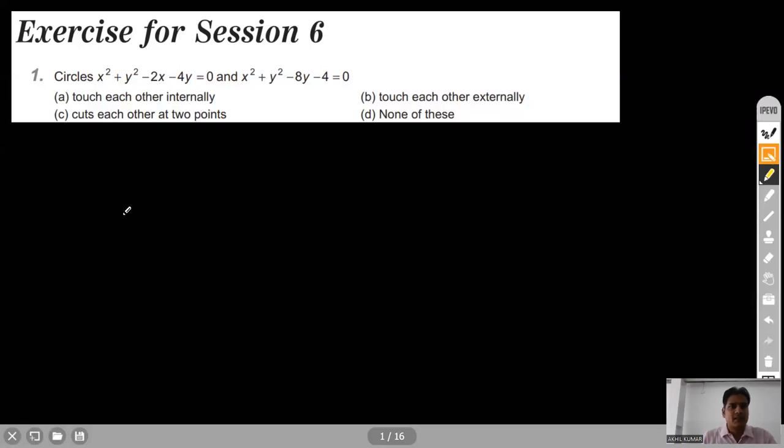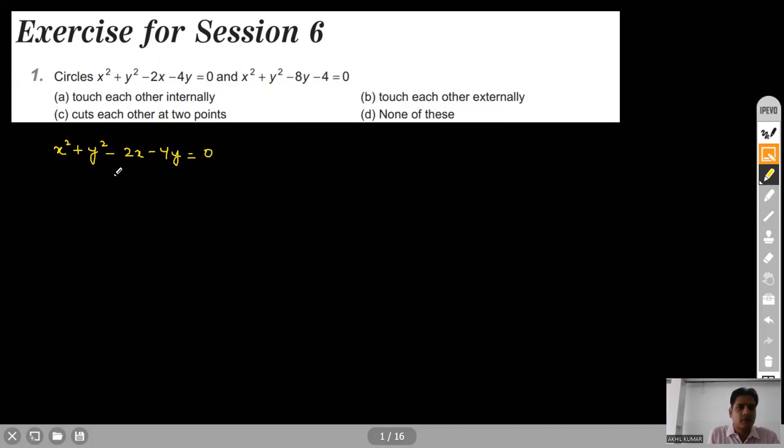It is saying circles x square plus y square minus 2x minus 4y equal to 0 and x square plus y square minus 8y minus 4 equal to 0. Few conditions are given in the options, so we have to check which one is the correct. So let's first write the equation of the circles. It is given that first circle is x square plus y square minus 2x minus 4y equal to 0.